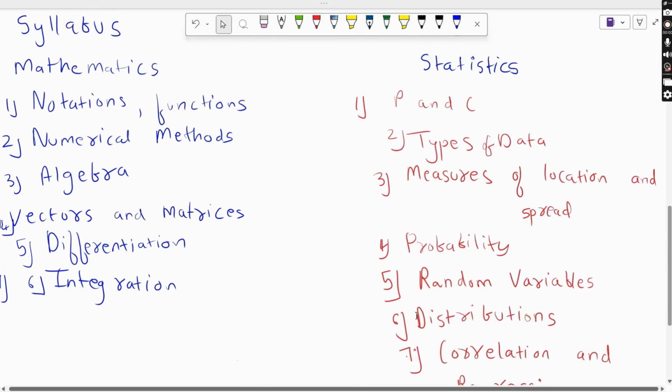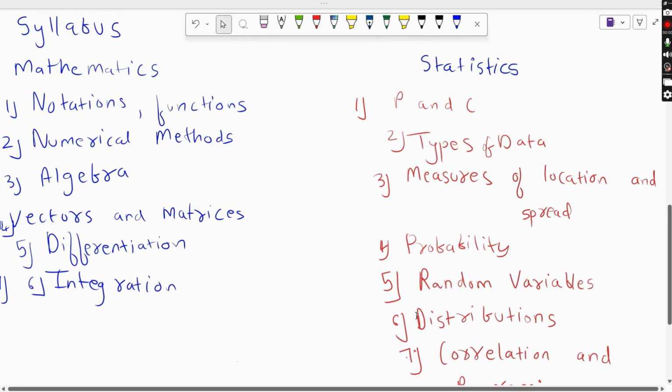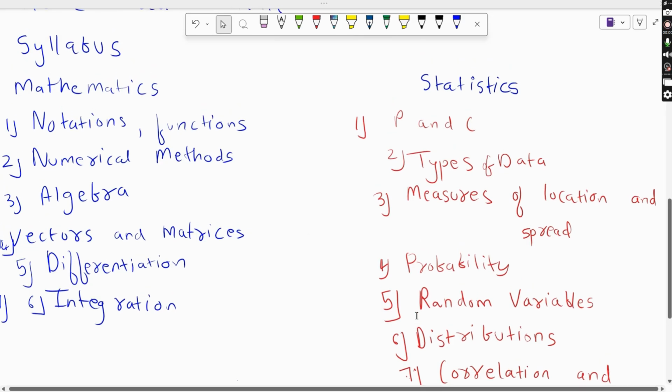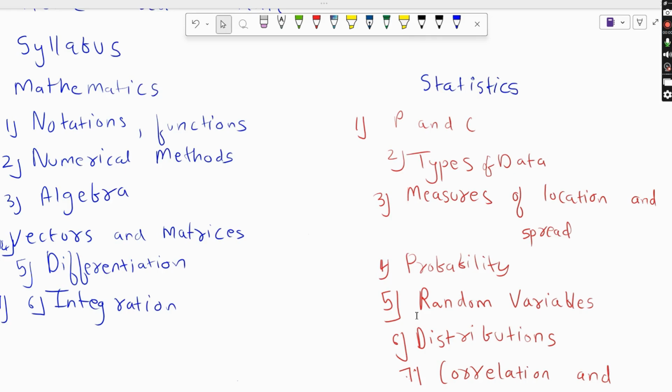Now I will start with the syllabus of statistics. At first look, if you see the syllabus on the website of the Institute of Actuaries, you might feel that the syllabus is very overwhelming, because there are a lot of things written in it. But the syllabus is not that much if you look at it this way. The first thing the syllabus contains is permutations and combinations, the same nCr things.